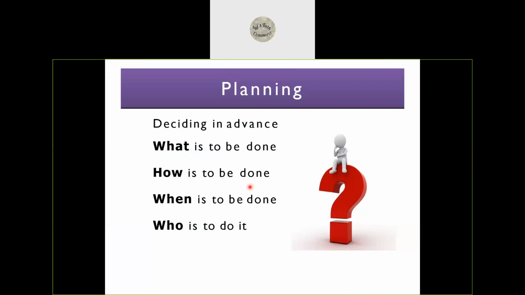You have decided in advance what is to be done: CA I will do. How is to be done: I will prepare for the exams of CA, I will take the coaching, I will go to ICAI. When is to be done? Just after 12th class I will be doing it. Who is to do it? I will do it with the help of my teachers, with the help of my family. Right? So planning is deciding in advance what to do and how to do it.